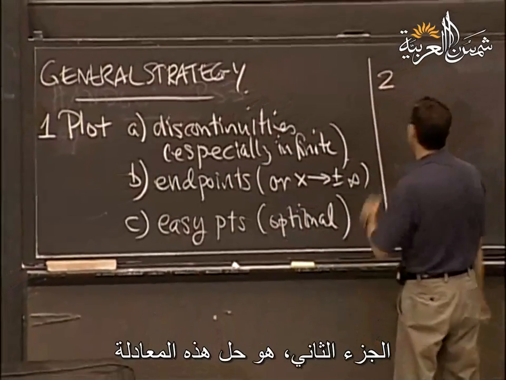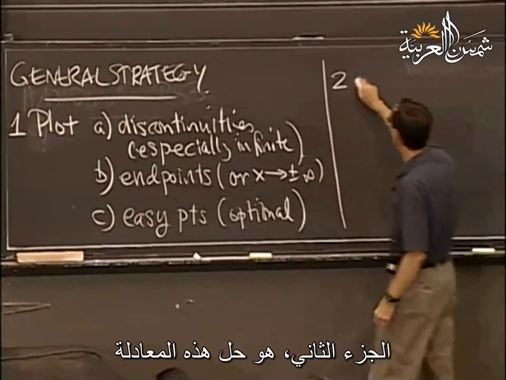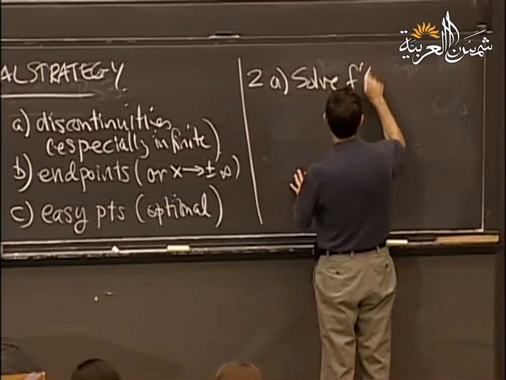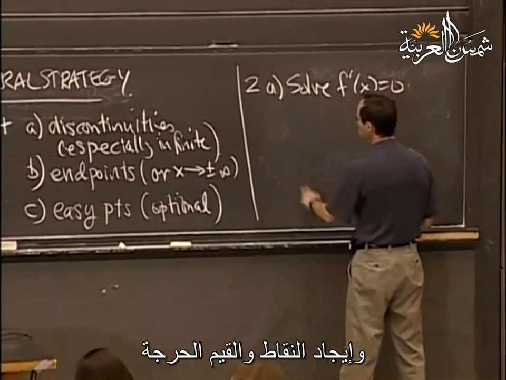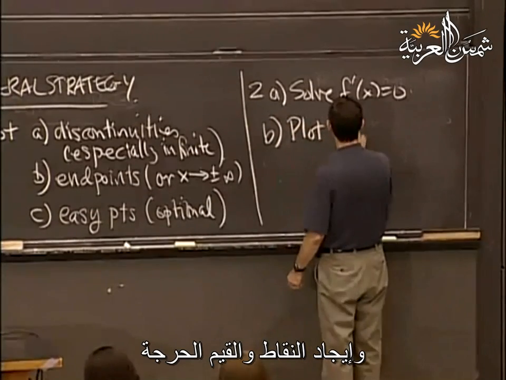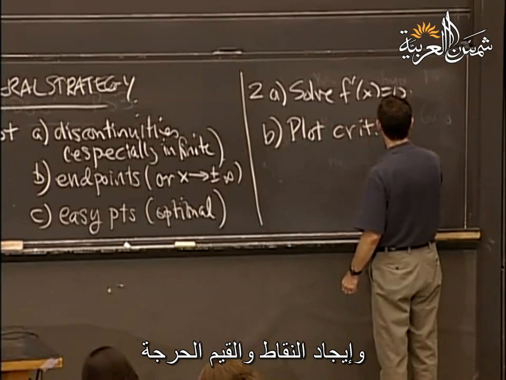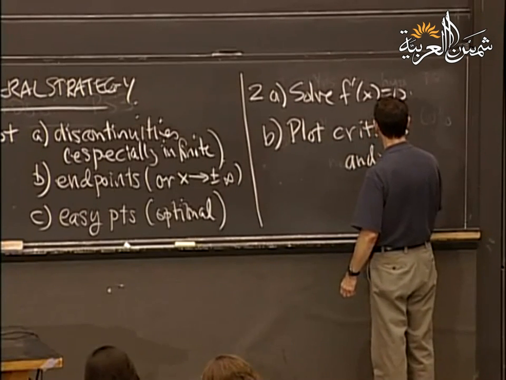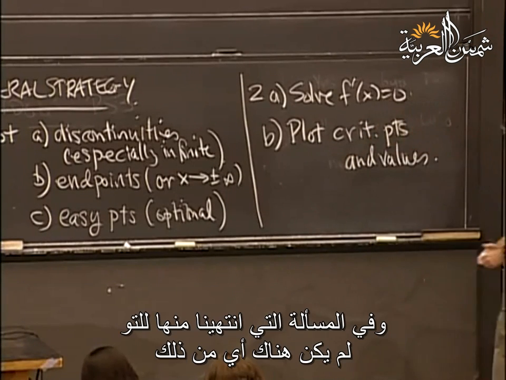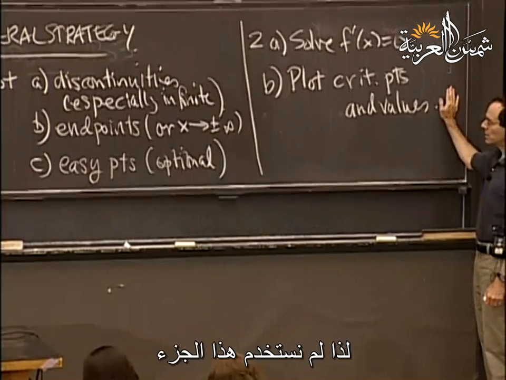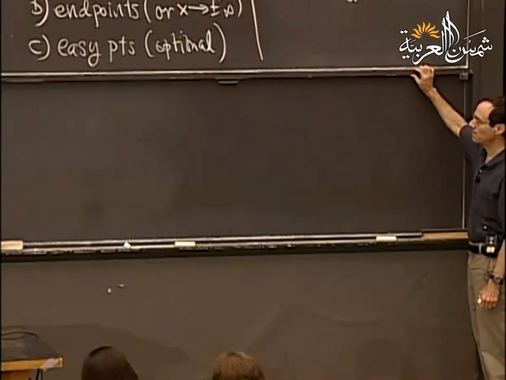So now, in the second part, we're going to solve this equation, and we're going to plot the critical points and values. In the problem which we just discussed, there weren't any. So this part was empty.